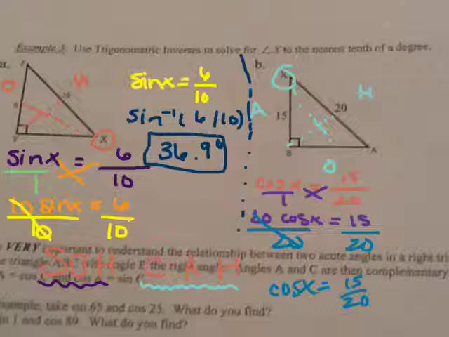So in your calculator, you're going to hit second, and this time you're going to hit cosine, and you're going to get something that looks like this. You're going to get cosine to the -1 up, and you just type in that fraction, 15 divided by 20. So when you do 15 divided by 20, you should get, as your missing angle, 41.4 degrees when you round to the nearest tenth. And there's your answer. And there are your notes.